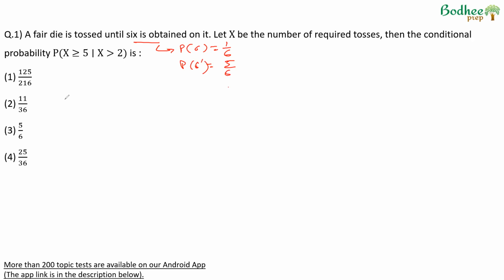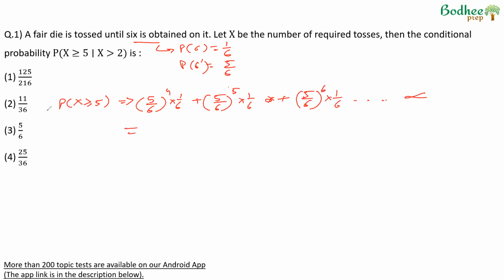Now, what will be the probability of x greater than or equal to 5? If the 6 appears in 5 or more tries, that means if it appears in the 5th try, the first 4 tries will not have a 6, the 5th try will have a 6. Or the first 5 tries will not have a 6, the 6th try will have a 6. Or the first 6 tries will not have a 6, the 7th try will have a 6, and so on up till infinity. So the probability of x greater than or equal to 5 becomes a GP with the first term being (5/6) raised to power 4 into 1/6. Common ratio is 5/6. So a upon 1 minus r. This will become (5/6) raised to power 4.